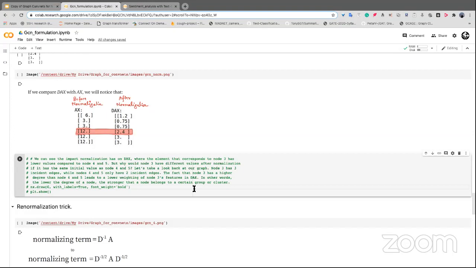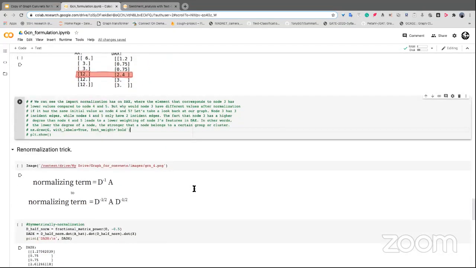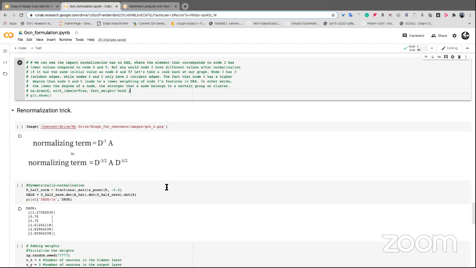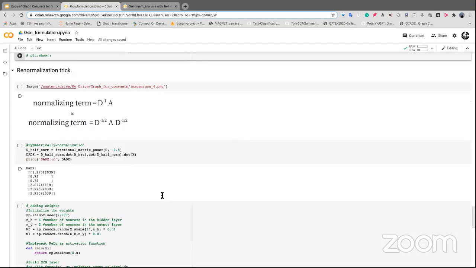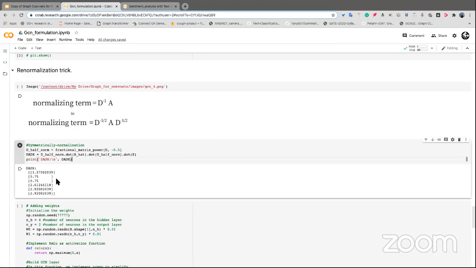But in that paper, the author has proposed another trick, which is the renormalization trick. So instead of having this term, he just uses symmetric normalization using that form. And then after this, we are getting this output.